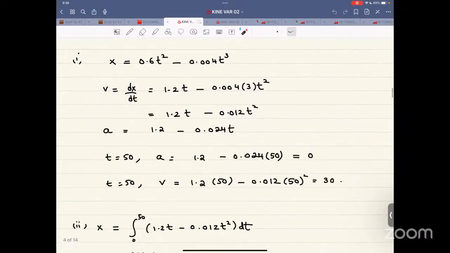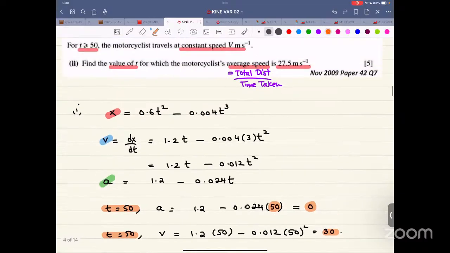So now we have the displacement equation. So that is this thing, which is x in terms of t. We differentiate, we get v in terms of t. We differentiate again, we get a in terms of t. Now this is kind of verified. So t is equals to 50. You plug it in over here, we get a 0. And when t is equals to 50, you plug in the velocity equation, we get 30.